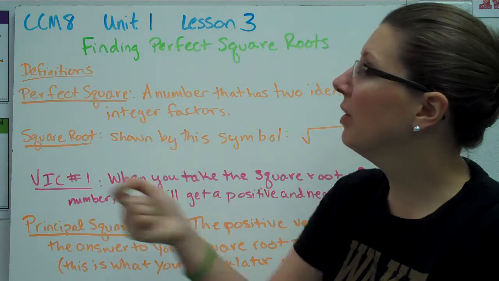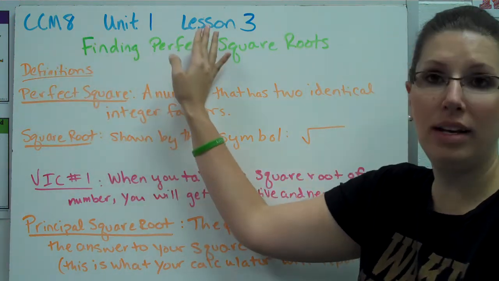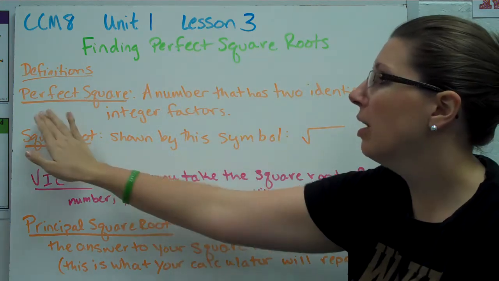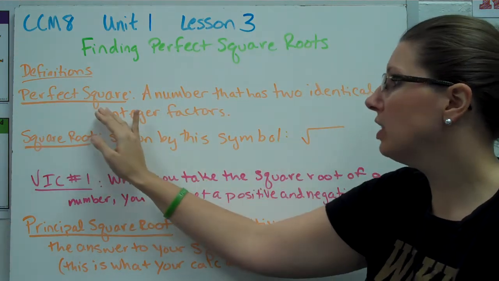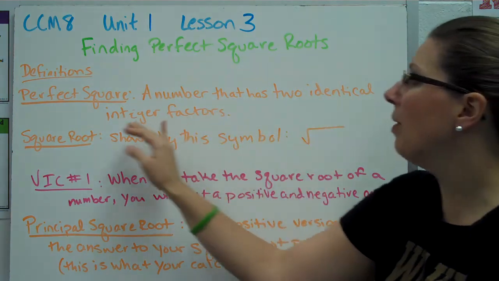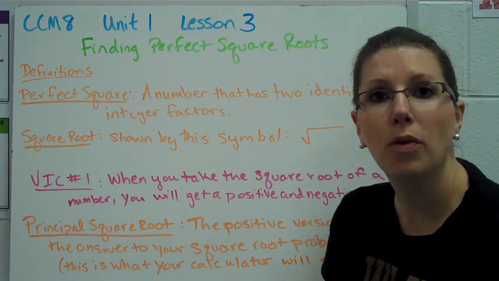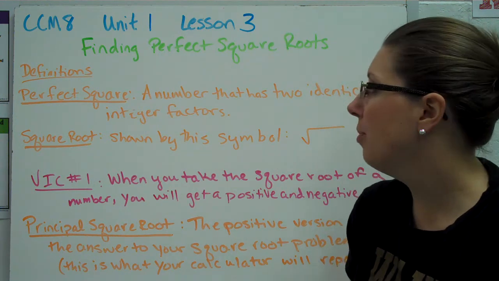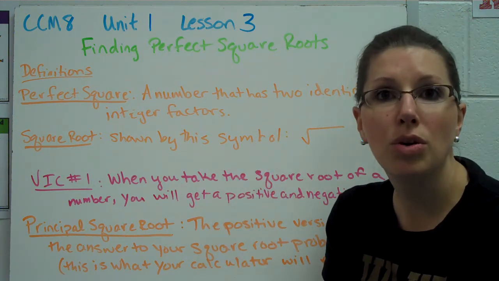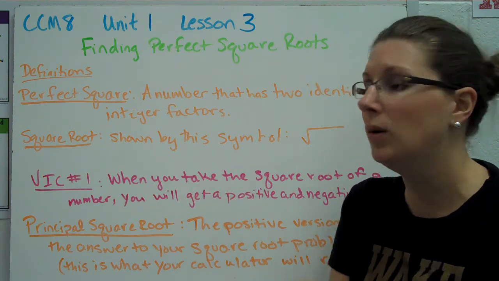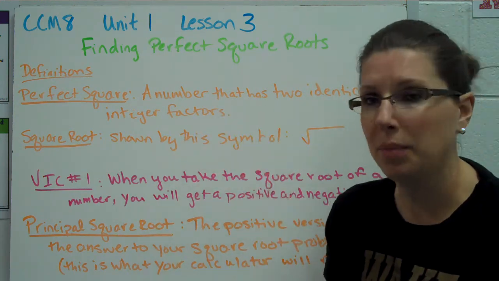Hi, today we're going over CCM8 Unit 1 Lesson 3, Finding Perfect Square Roots. Some definitions for you. A perfect square is a number that has two identical integer factors. An integer is a positive or negative whole number. So basically you're asking yourself, what two whole numbers can I multiply together that have to be the same, identical, to give me my number?